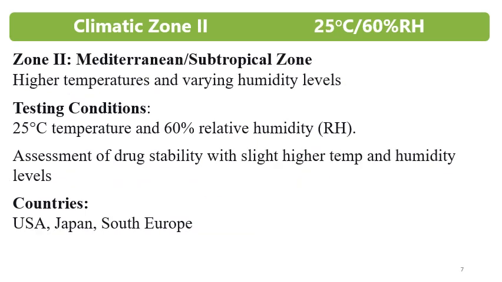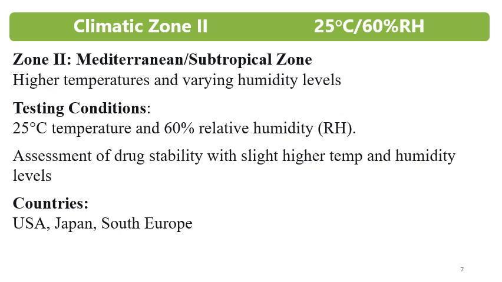Now zone 2. So zone 2 has a temperature of 25 degrees and relative humidity of 60%. So compared to zone 1, zone 2 has a little bit higher temperature and higher humidity. Here zone 2 is Mediterranean and subtropical zone. Higher temperature and varying humidity levels are observed in the zone.